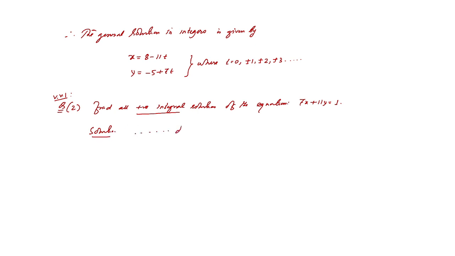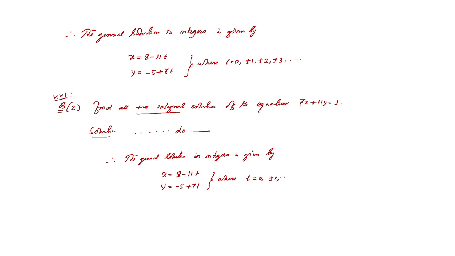So you just do the previous part, what is exactly given in question 1, what we have done. So here we get the general solution. The general solution in integers is given by, that we have done in previous problem, x equals to 8 minus 11t and y equals to minus 5 plus 7t, where t is basically integer 0, plus minus 1, plus minus 2 and so on.